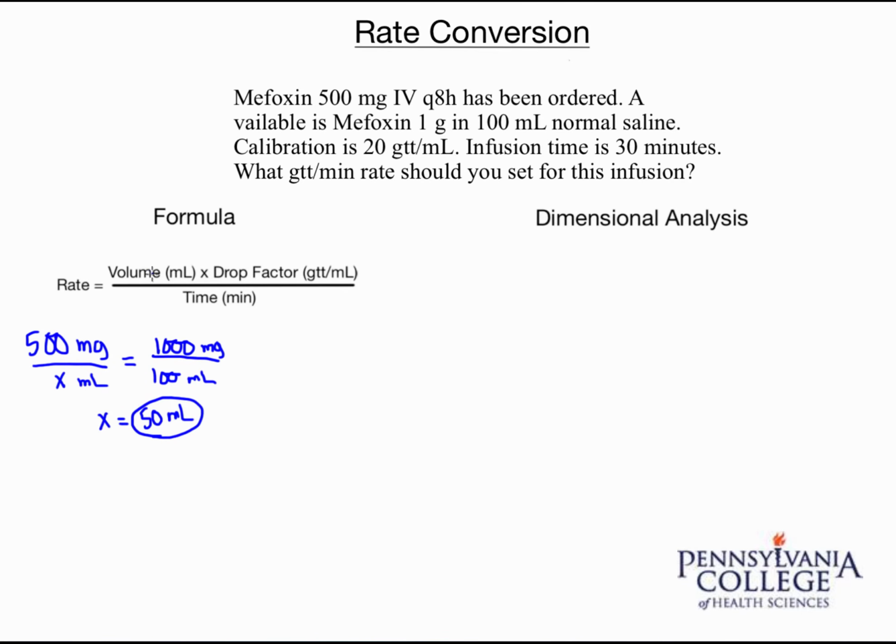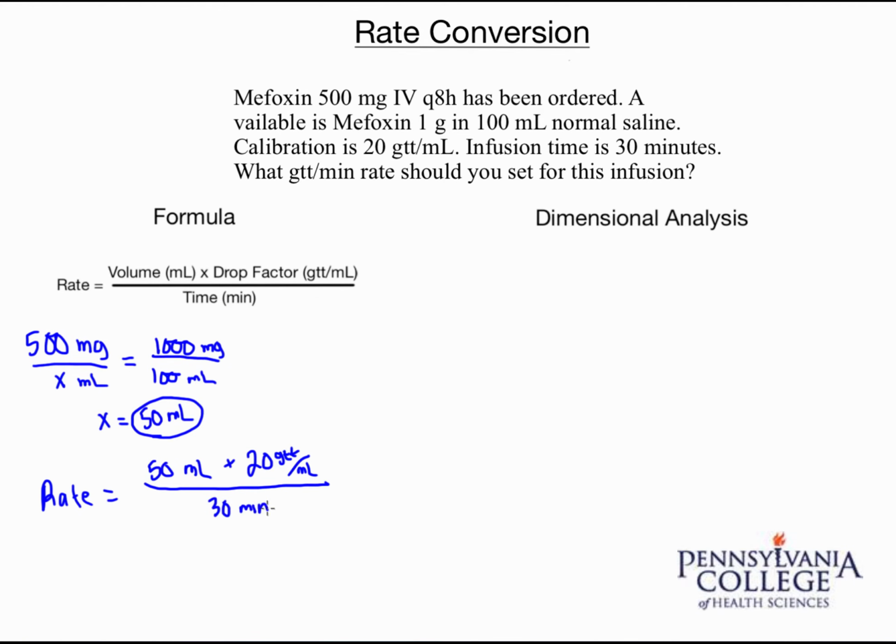So now that I know the total number of milliliters to infuse, the drop factor, which is given to me, is 20 drops per milliliter, and the infusion time, 30 minutes, I can plug that in. So my rate can be calculated. I know there are 50 mLs that need to be infused. I know the drop factor, in this case, is 20 drops per mL. Now, it's up to you whether you want to put in the units. Sometimes that can be a little bit confusing, but I'm going to use it in this example to help keep everything straight. So I have the volume, the drop factor, and now the time. The infusion time is 30 minutes.